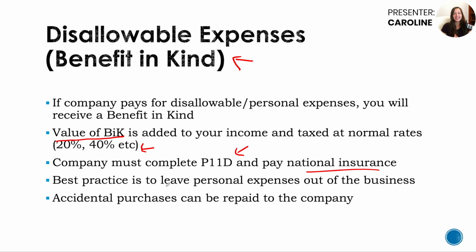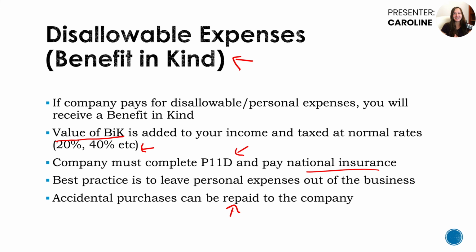But anyway, if you do accidentally purchase something that really shouldn't have gone into the business, the easiest way to remove the benefit is to repay the company immediately or as soon as possible. It wasn't meant to happen. It was not meant to go through, so we need to remove that as soon as possible. And that's kind of like a quick guide to allowable and disallowable expenses through your limited company.